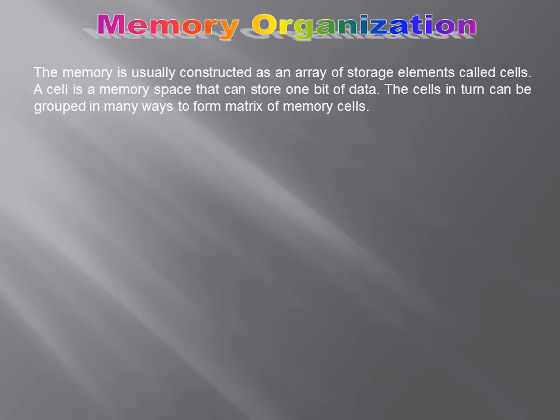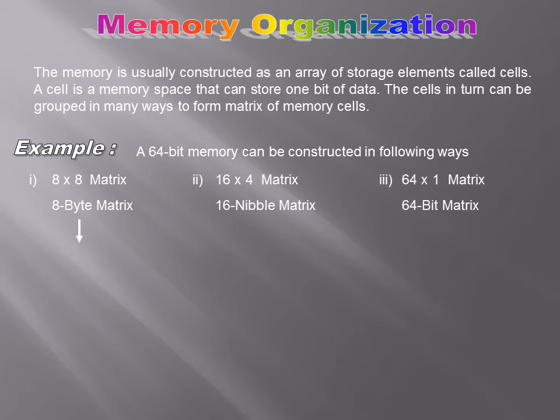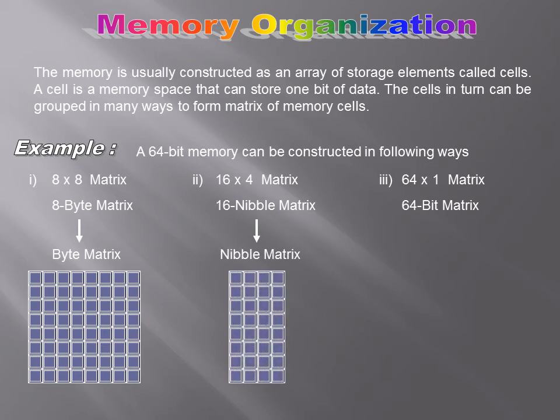We talk about the memory organization. The memory is constructed as an array of storage elements called cells. A cell is a memory space that can store 1 bit of data. The cells in turn can be grouped in many ways to form a matrix of memory cells. If we take an example of a 64-bit memory, it can be constructed as an 8 into 8-bit matrix, or 16 into 4-bit matrix, or 64 into 1 matrix. So the organization will be like this: arrays of 8, arrays of 4, and array of 1.